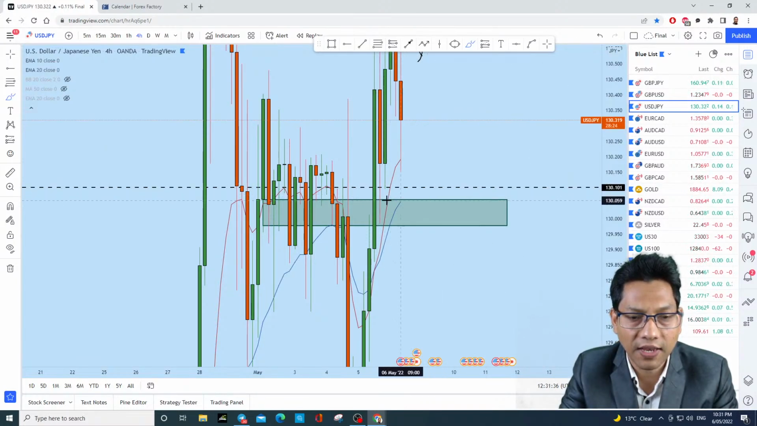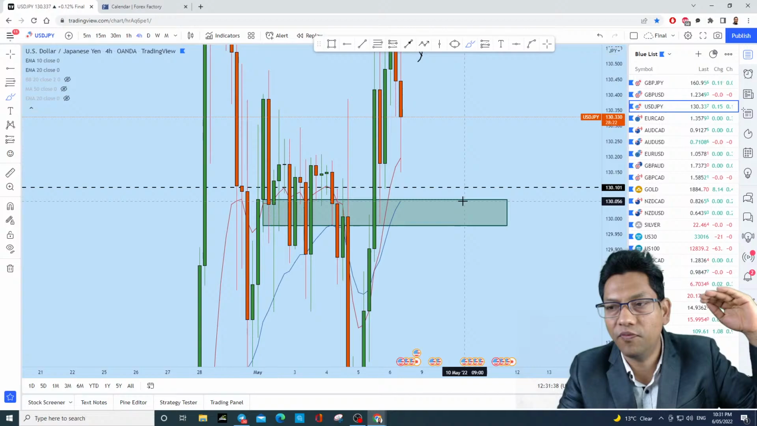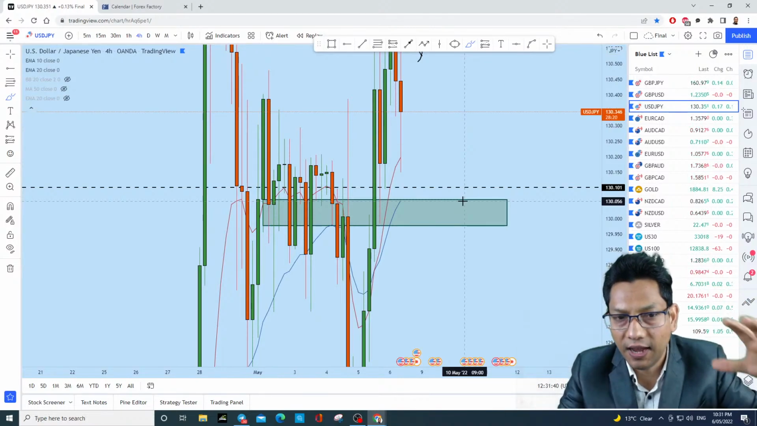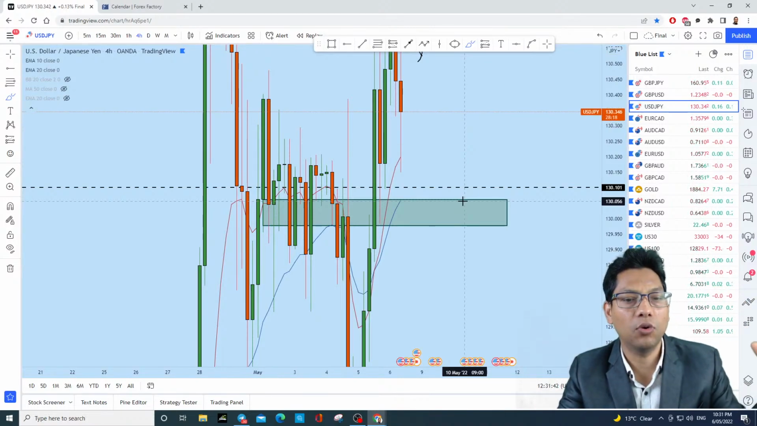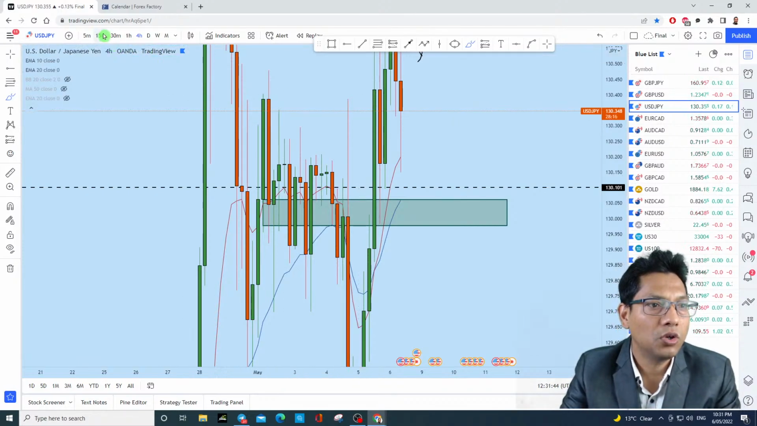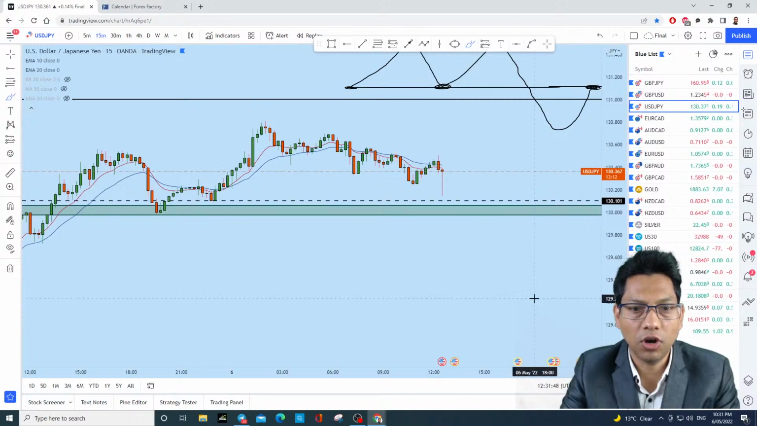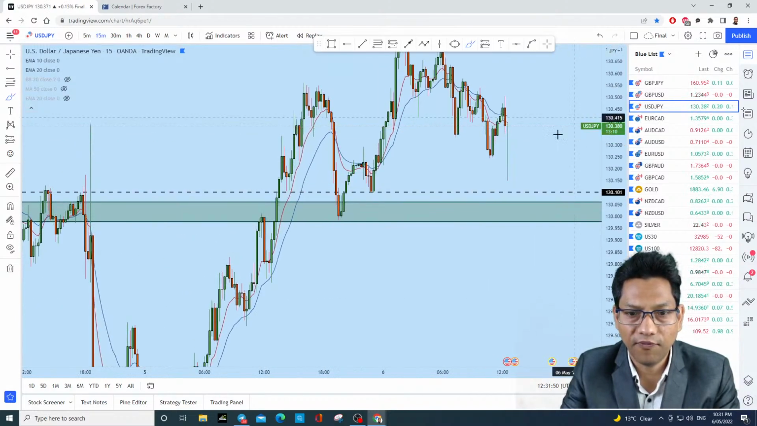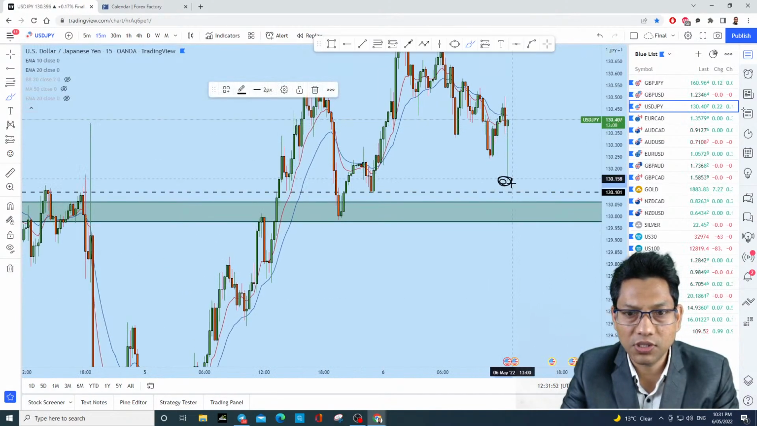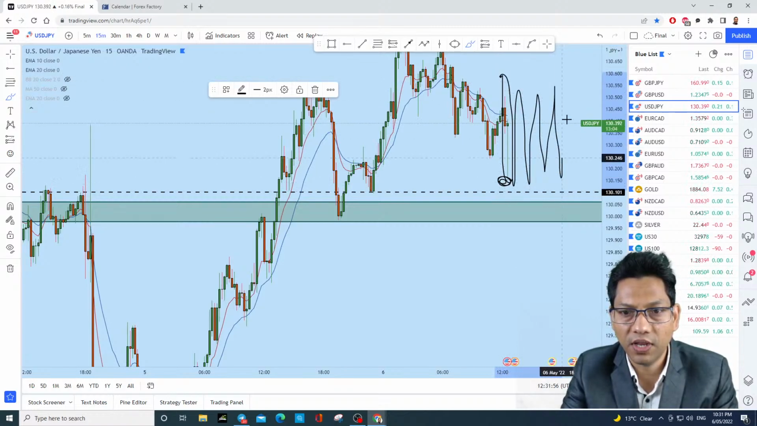Let's keep in mind, that's how you do it: first draw a level and a pattern on the higher time frame, and then go back to the lower time frame to see how you can trade it. So you see that dollar yen first spiked to the downside. It might go up again and come down. There is very high volatility now in the market.